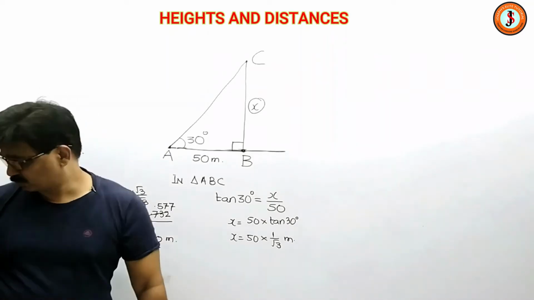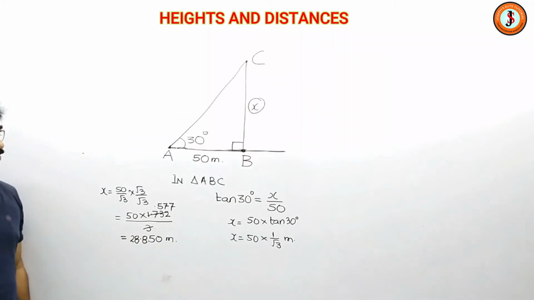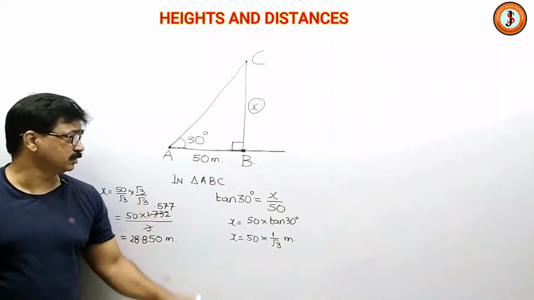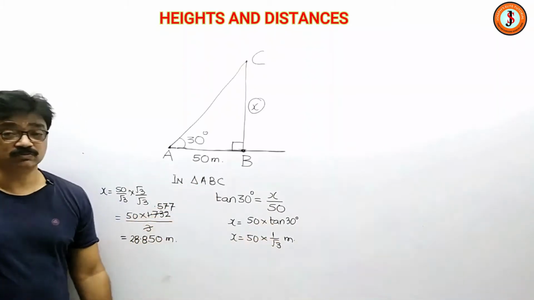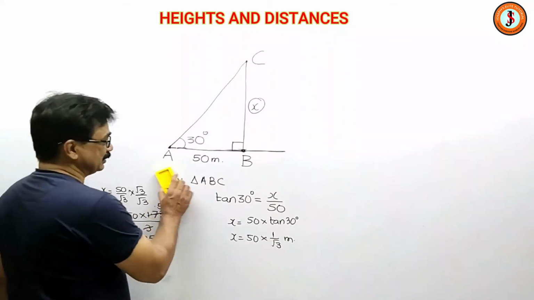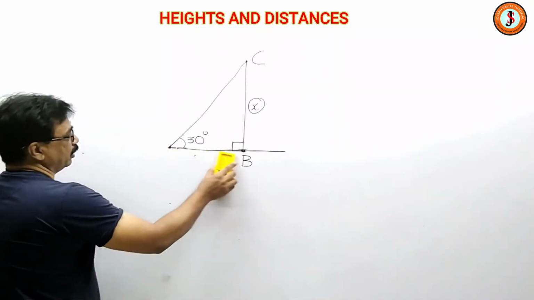Now we go to the next question. First let me rub this off. You can see this once again: tan 30 is equal to perpendicular by base. Then I took the base as 50, and the value of tan 30 is 1 by root 3. That value is very important. You have to know this. Now next, let us see, children. The next question comes to you on the board.